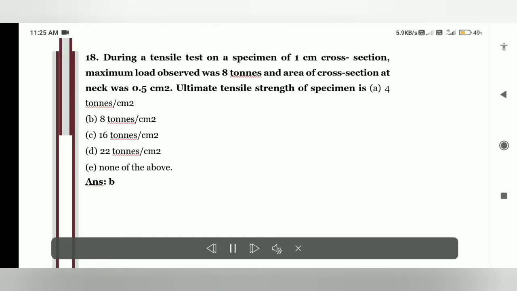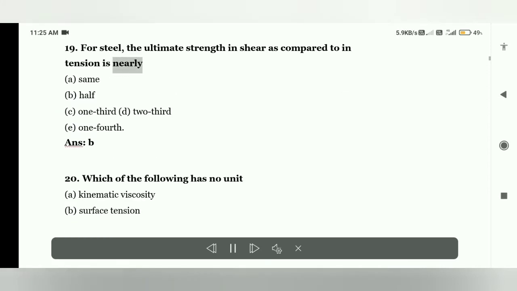19. The ultimate strength in shear as compared to tension is nearly same, half, 1/3, 2/3, 1/4. Answer B. 20. Which of the following has no unit? Kinematic viscosity, surface tension, bulk modulus, strain, elasticity. Answer D.